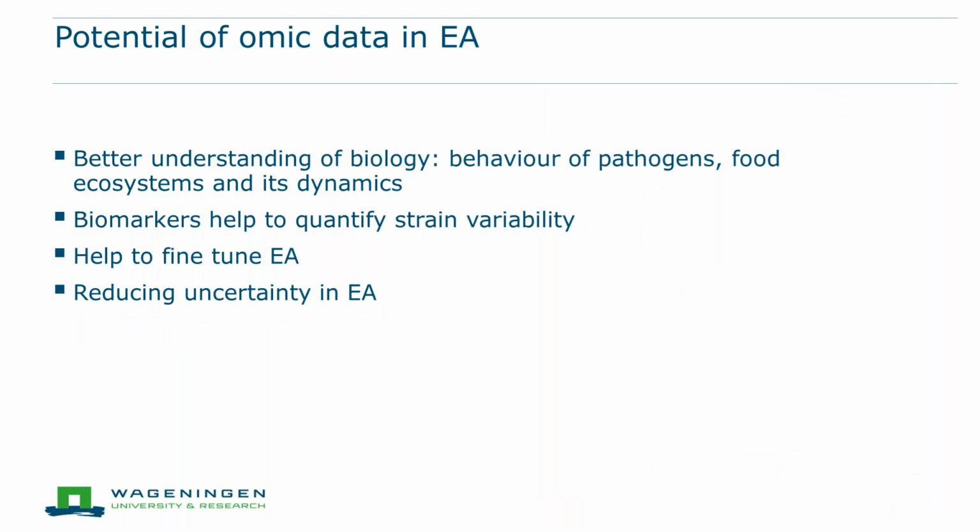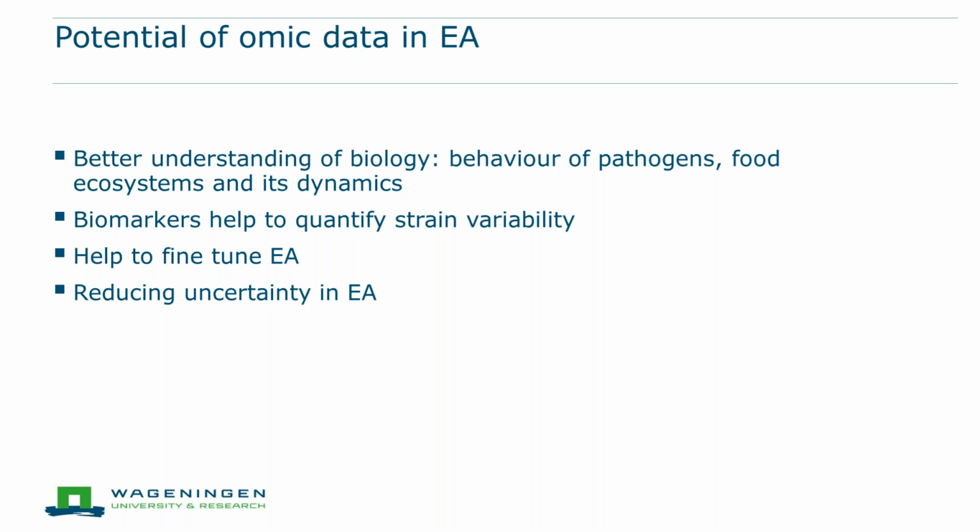So, in conclusion, how do we see the potential of omics in exposure assessment? First of all, omics helps to understand the biology, the composition of the food ecosystems, and the microbial dynamics of these systems. And next, biomarkers can help to better understand mechanisms for strain variability. And when these biomarkers are validated, they can also be used to predict strain variability.